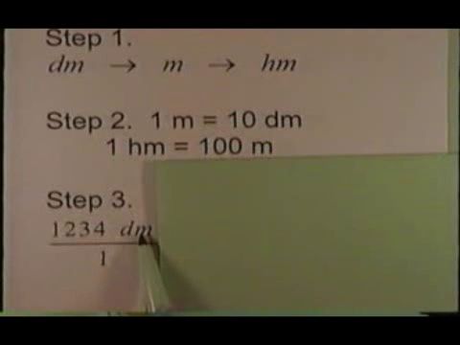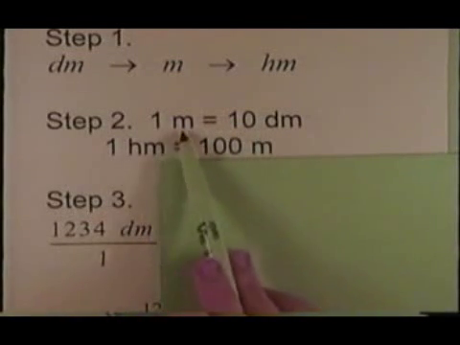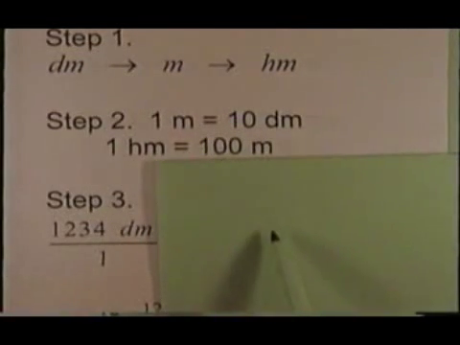Now I need to eliminate decimeters. Recall that when you multiply fractions, you cancel numerators and denominators. So if I have decimeters in the numerator, I need decimeters in the denominator of the next fraction. Since I have the first conversion fact, 10 decimeters equal 1 meter, I can put meters on the top.